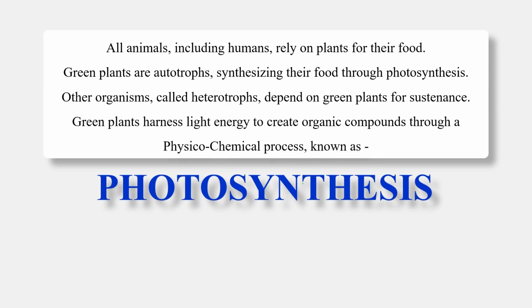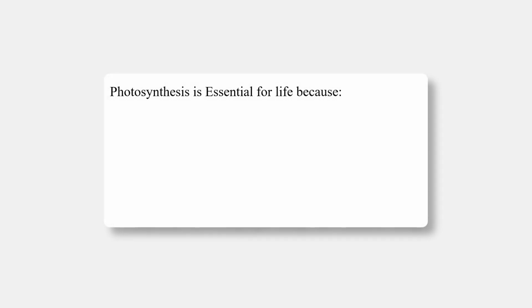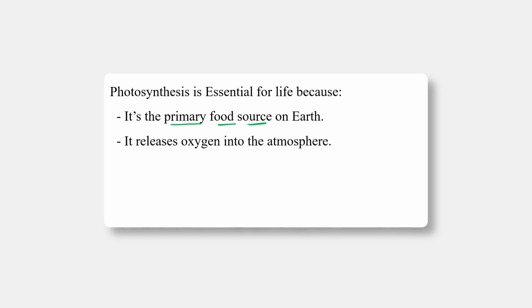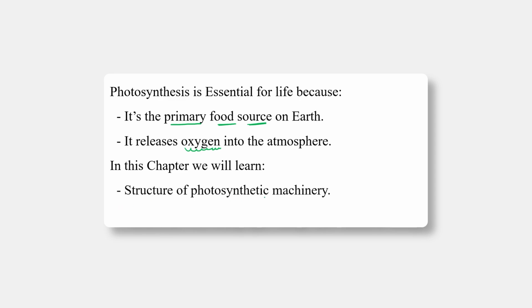So this photosynthesis we are going to discuss in today's video lecture. Photosynthesis is essential for our life. Why is this essential? Because it is the primary food source on the earth. It releases oxygen into the atmosphere as a byproduct, which is further utilized by us for our respiration. Okay, so in this chapter, we will learn about the structure of photosynthetic machinery.